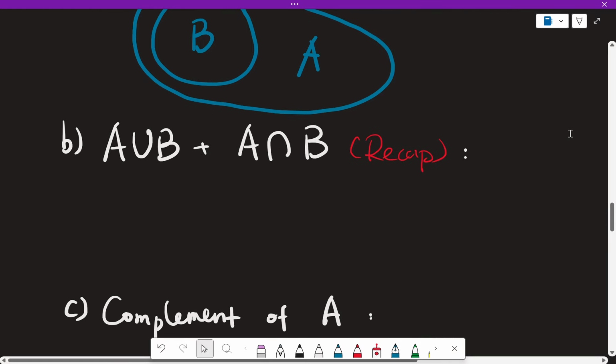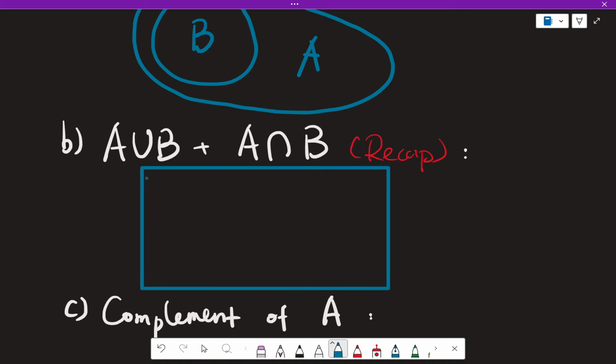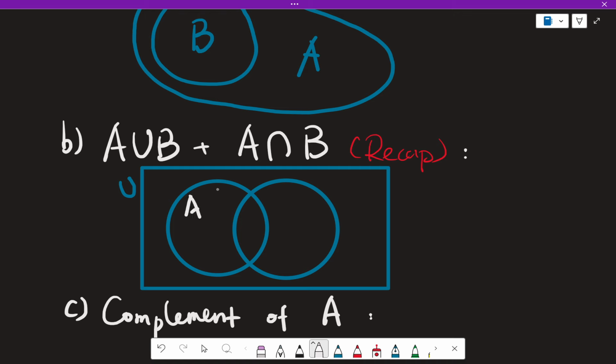Next question. What is A union B, and A intersect B? First of all, we must have two sets. We usually use a rectangle to denote the universal set. That could be anything. That is basically everything. And then we have two sets, and right here, we use two circles to denote those two. So let's say on the left side, this circle denotes A, and on the right side, this circle denotes B.